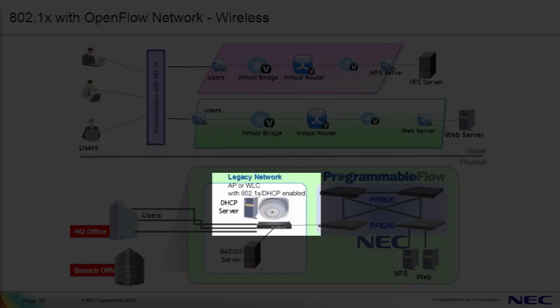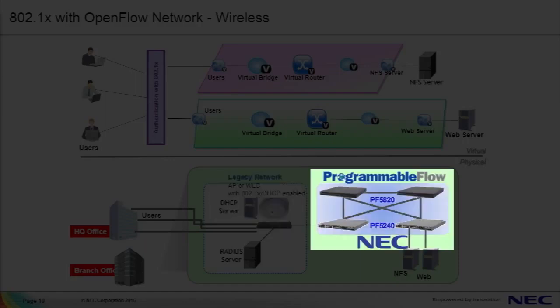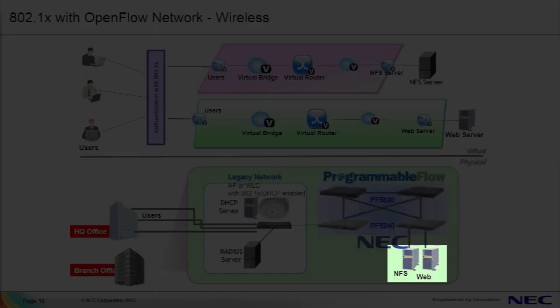The Radius server homes to the traditional network switch, which has an uplink configured as a trunk port to the programmable flow/OpenFlow network. The OpenFlow network is configured and cabled as a spine leaf representing a campus fabric. To the bottom right of the physical topology diagram, we see a number of secure resources or servers connected to the OpenFlow network, including an NFS and a web server.